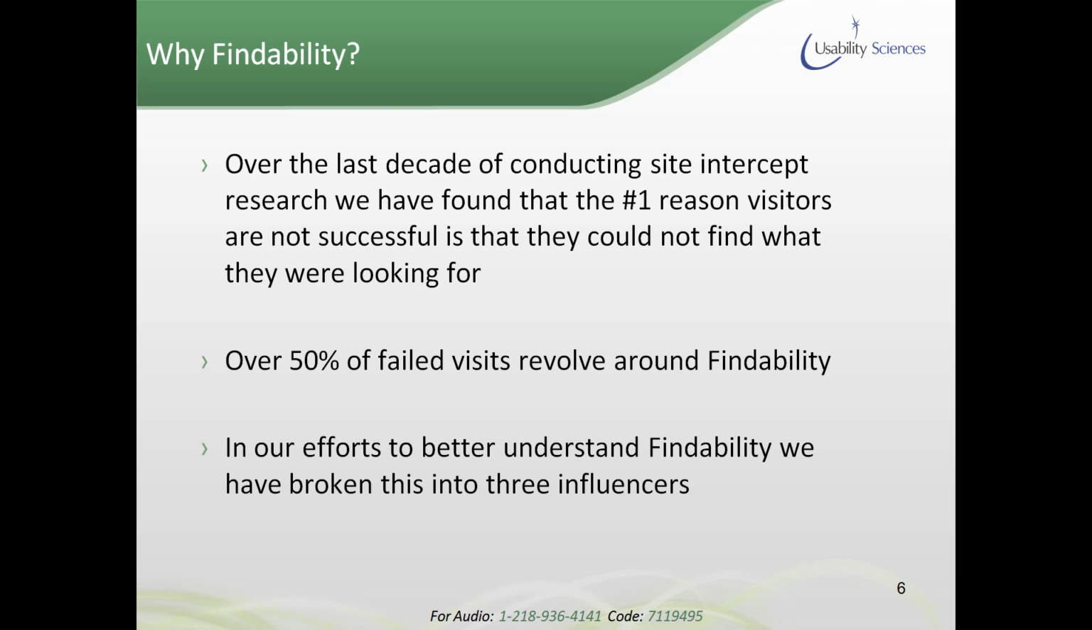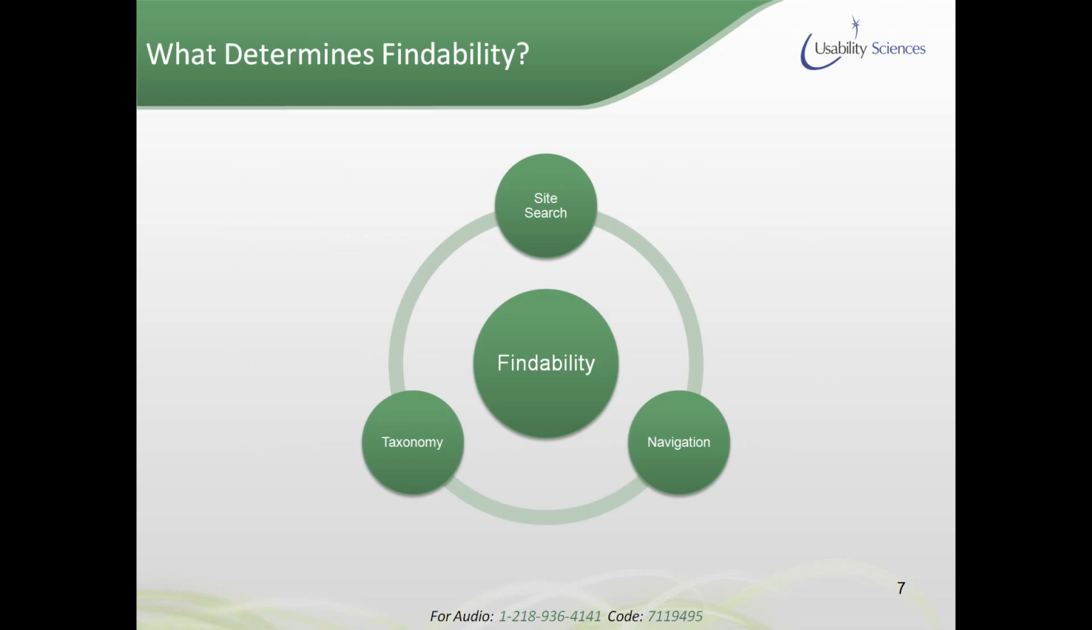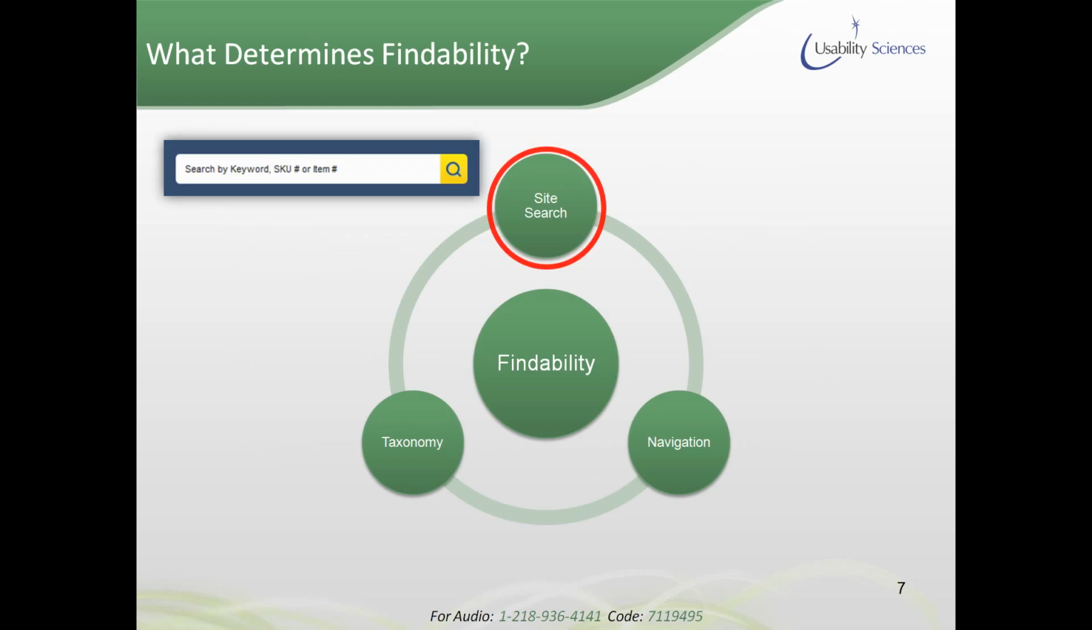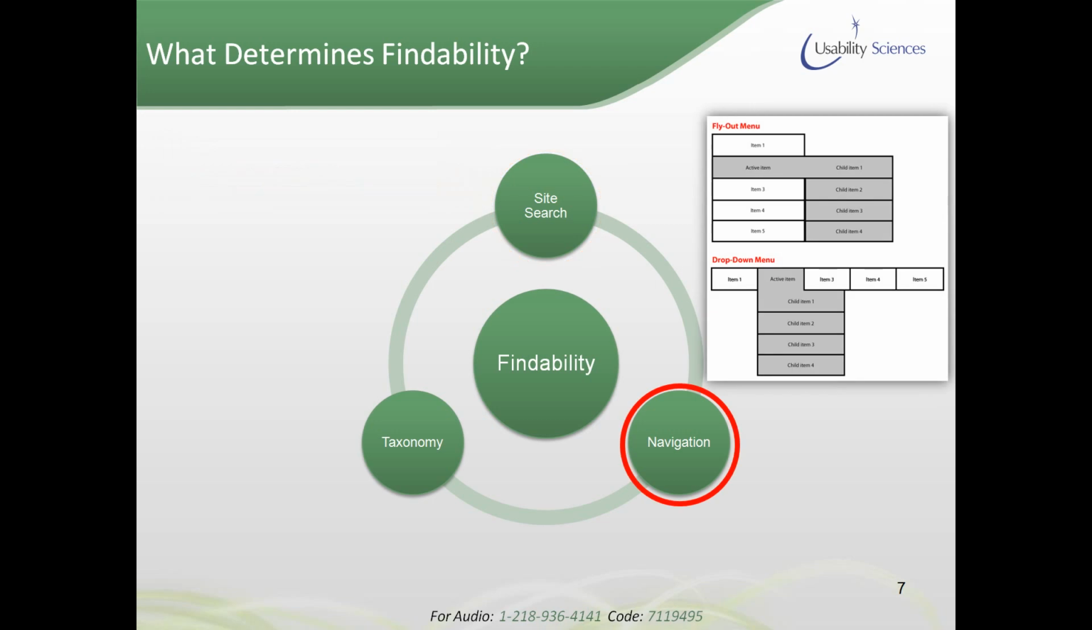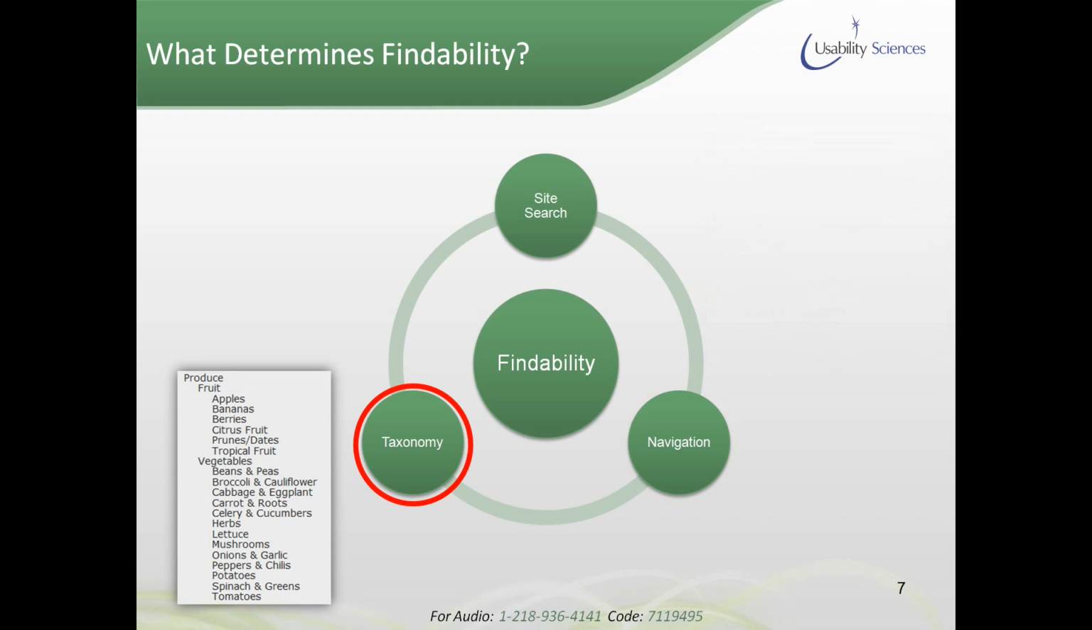Over the years, in our efforts to better understand findability, we have broken this down into three different influencers. The first is site search. This is your keyword search, typically found towards the top of your global navigation, top of your page. Navigation, so whether it's a flyout menu, a drop-down menu, etc., but the ways in which your visitor traverses your site. And then ultimately your taxonomy.